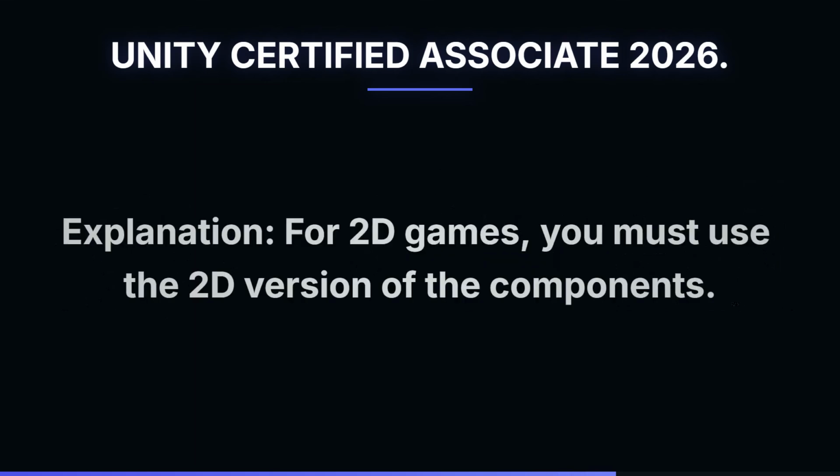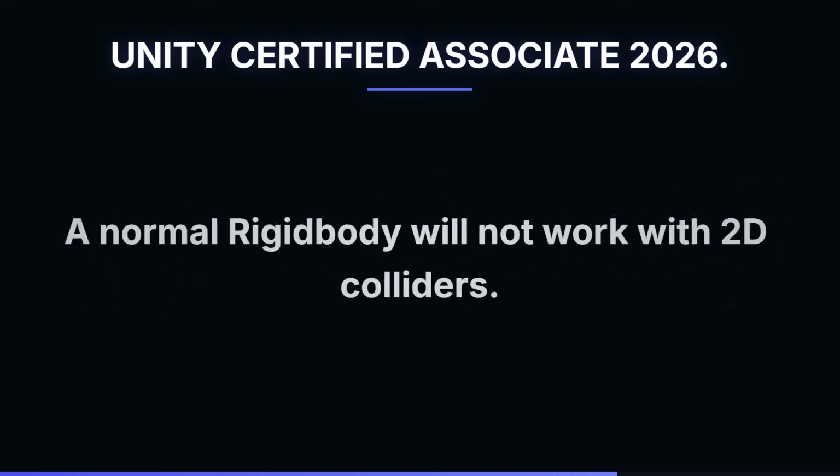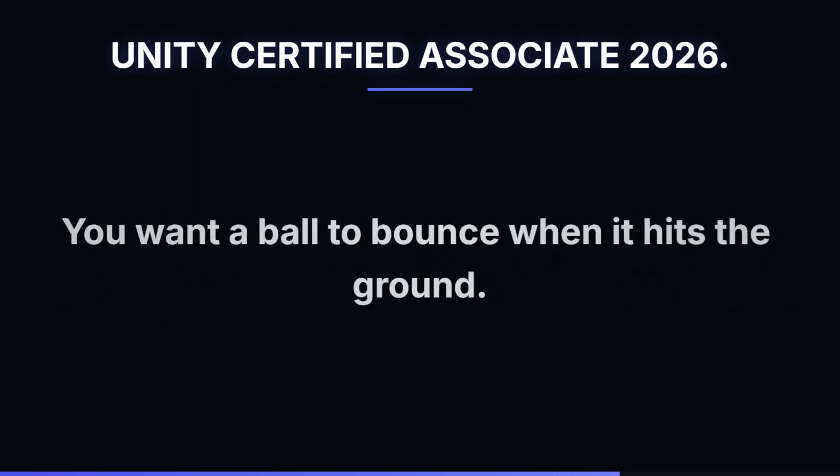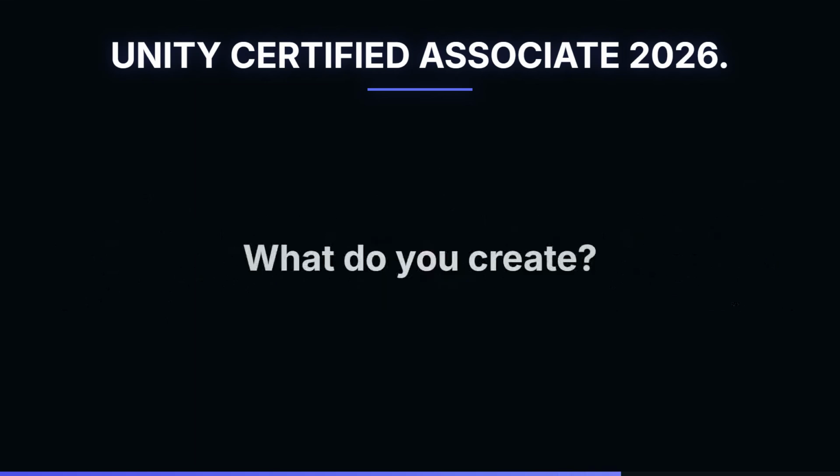Explanation: for 2D games, you must use the 2D version of the components. A normal rigid body will not work with 2D colliders. 3. You want a ball to bounce when it hits the ground. What do you create?